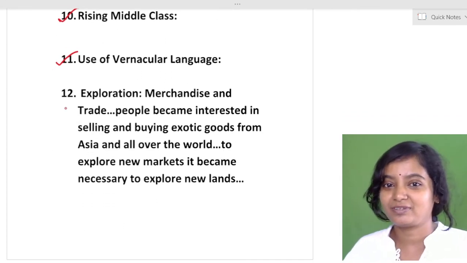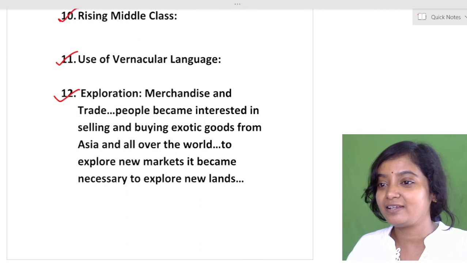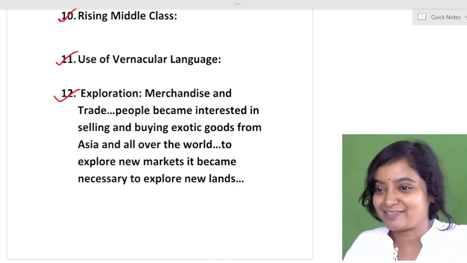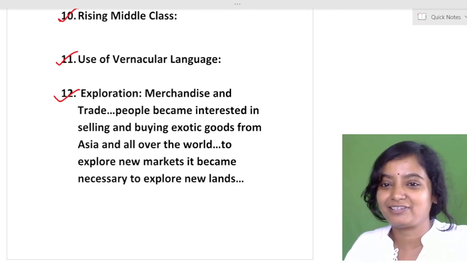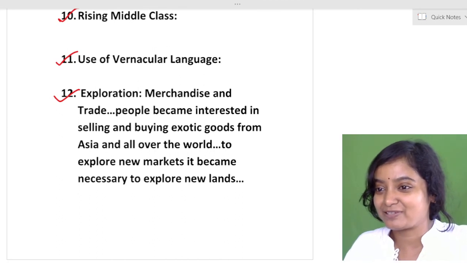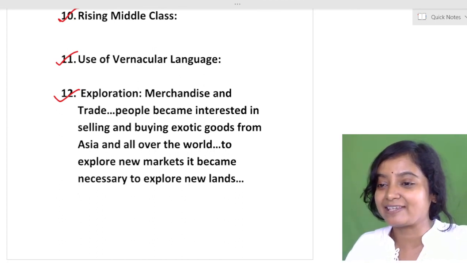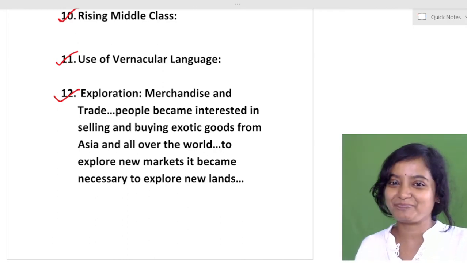Exploration. Due to Renaissance, people started exploring new lands for trading, for marketplaces. They started searching for marketplaces, and again they wanted to know what is beyond this limited country.